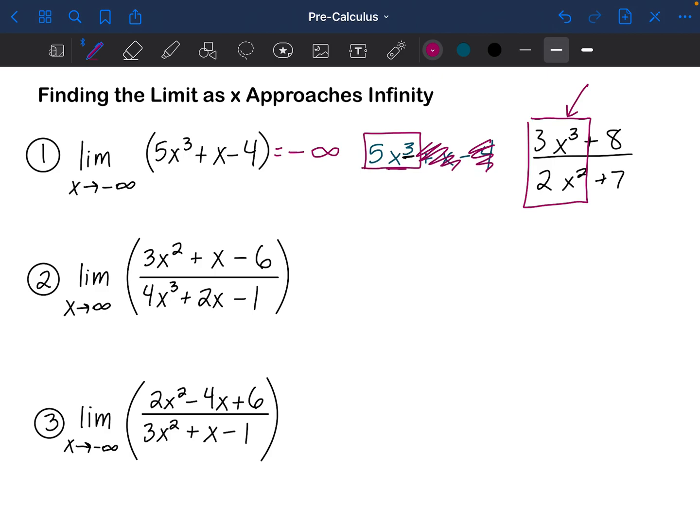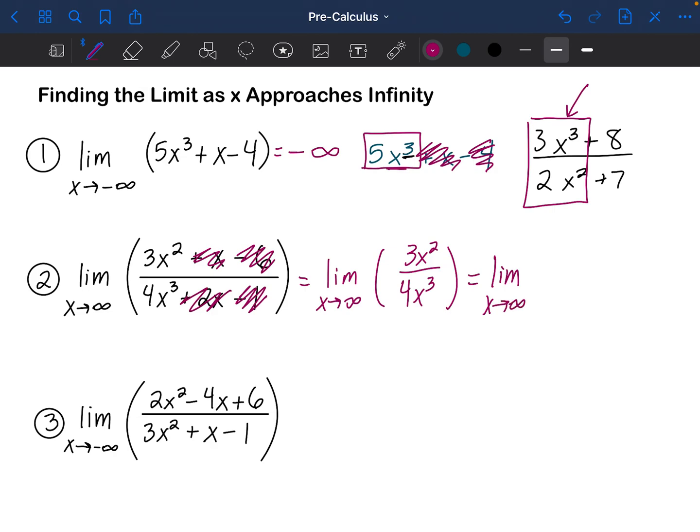Okay, let's move on to number 2. We look at what's growing the fastest, right? Don't care about this -6. Don't care about that. 2x and x growing too slow. So that means this limit is the same thing as the limit as x approaches infinity of 3x squared over 4x to the third. And we can simplify that further. Got the limit as x approaches infinity of 3 over 4x.